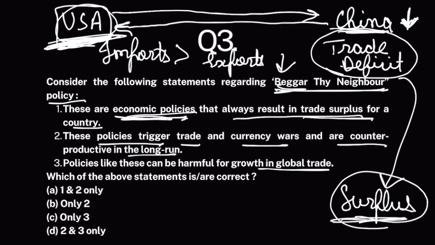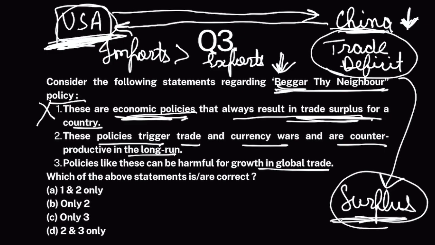Yes, so this trade deficit that USA was trying to convert into a trade surplus might not happen, because China is also going to retaliate to reduce American exports to China. Okay, so it doesn't always result in a trade surplus.